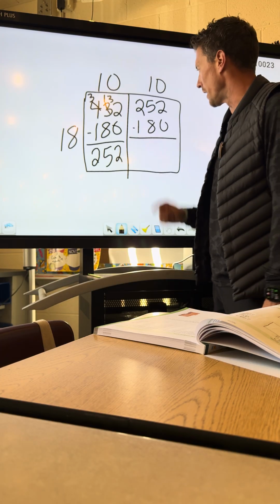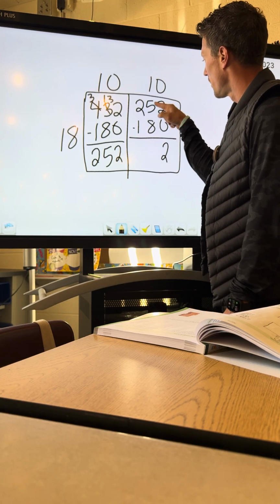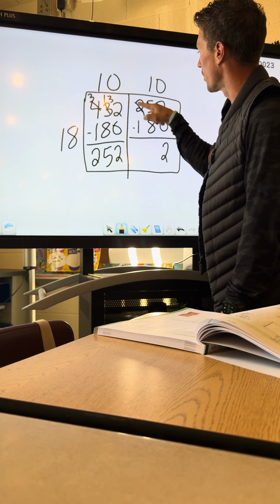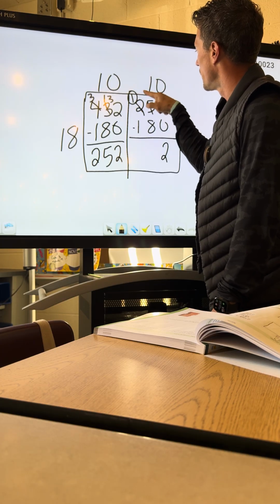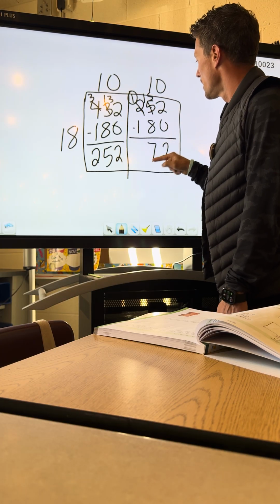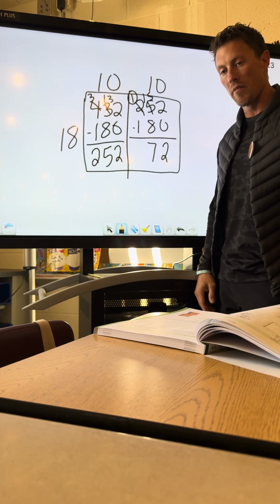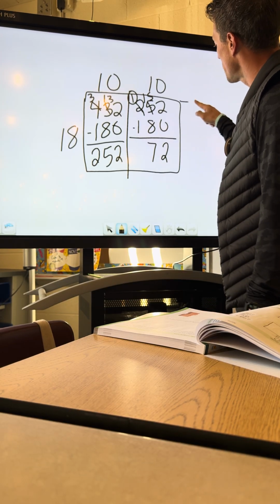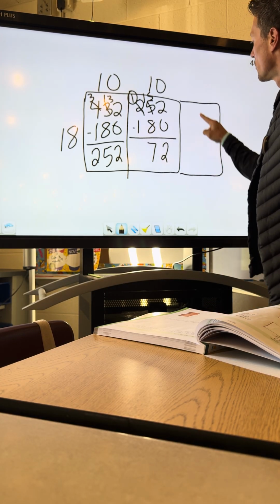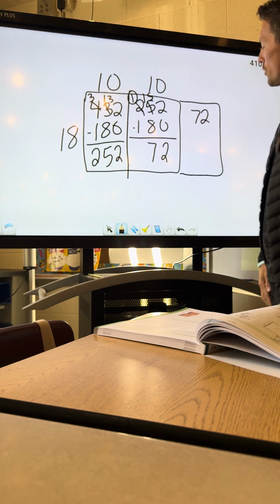252 minus 180. 2 minus 0 is 2. 5 minus 8, can't do. Borrow and regroup. 15 minus 8 is 7. 1 minus 1 is 0, so I have 72 left over. I need to extend my box a little bit more. So I have 72 left over.